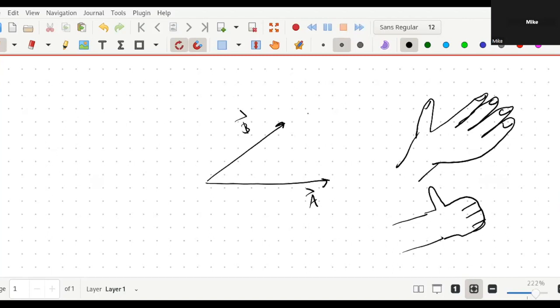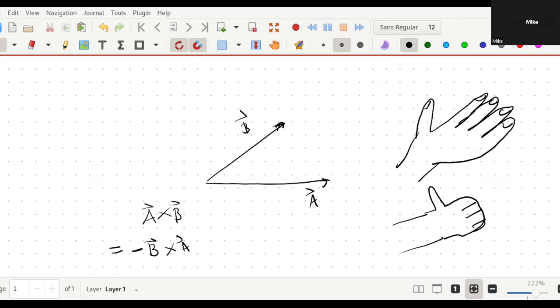Now, the idea here is, let's say you want to get the cross product of A and B. The direction of A cross B is different from B cross A. They're actually opposite. One property of the cross product is that A cross B is negative B cross A. So if you know the direction of A cross B, then the direction of B cross A is just the opposite.